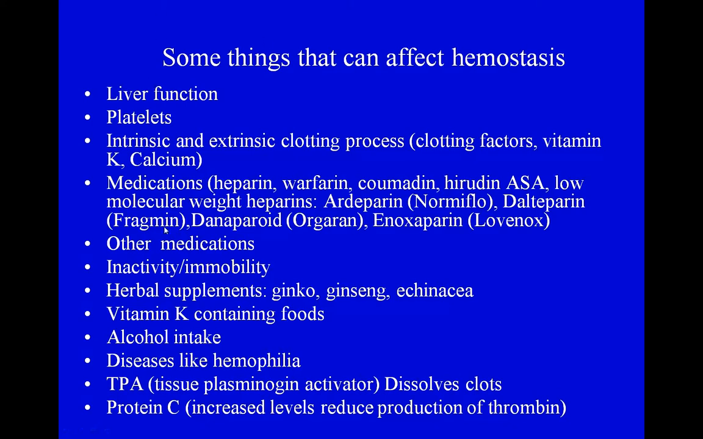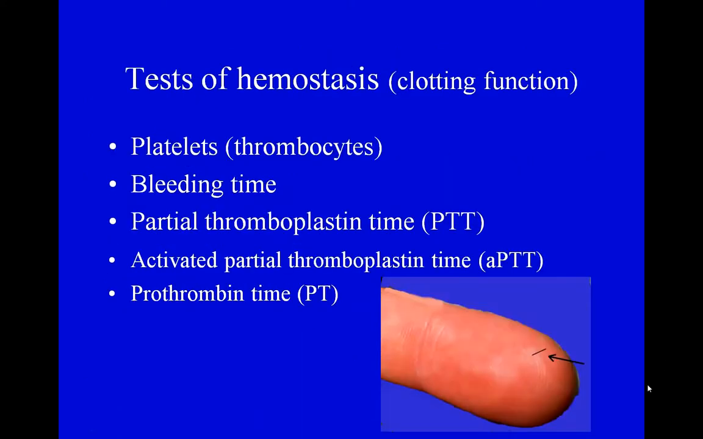So most of these things made my blood less likely to clot. There were a couple, like the only one we really talked about much was vitamin K containing foods. Vitamin K is something that would make my blood more likely to clot. Inactivity and immobility, more likely to clot. With the rest of them, my blood was more likely not to clot, so I would have increased bleeding.